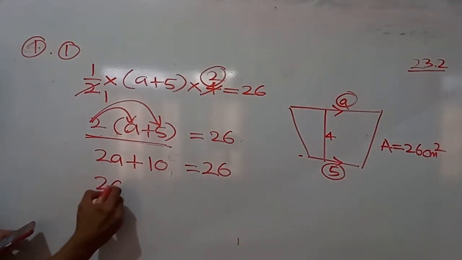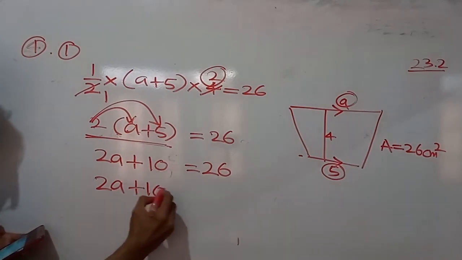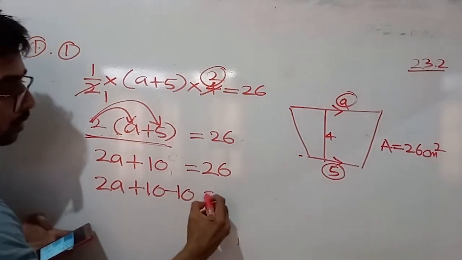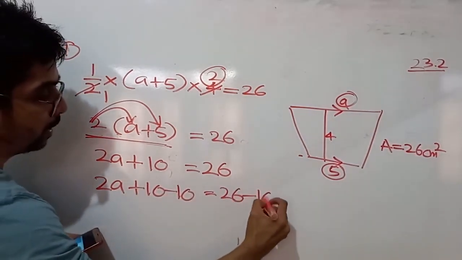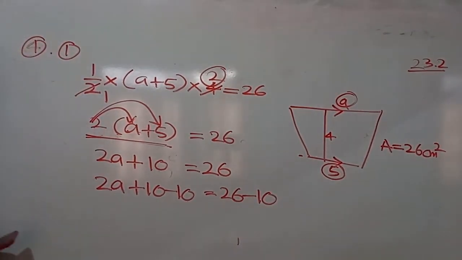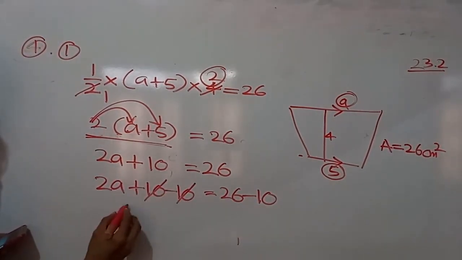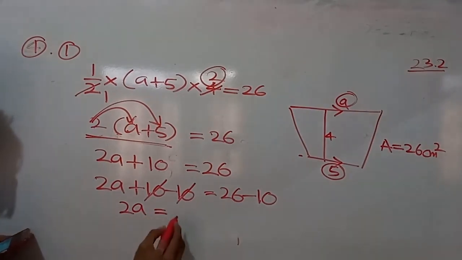Right? Now 2A plus 10 minus 10. So I have to do the same thing to the other side. 26 minus 10. Now I can cancel out the 10. So 2A will be equal to what?